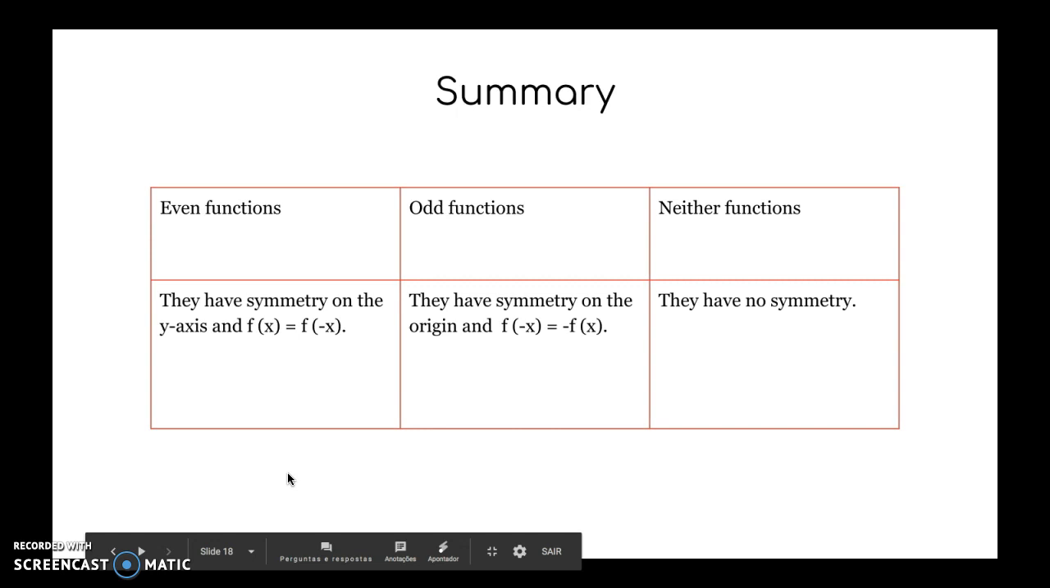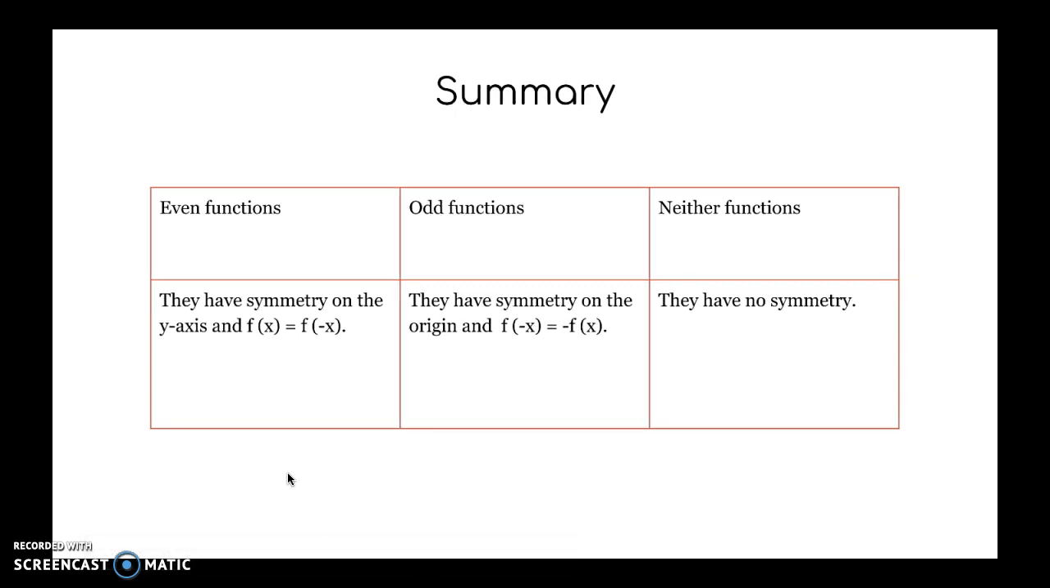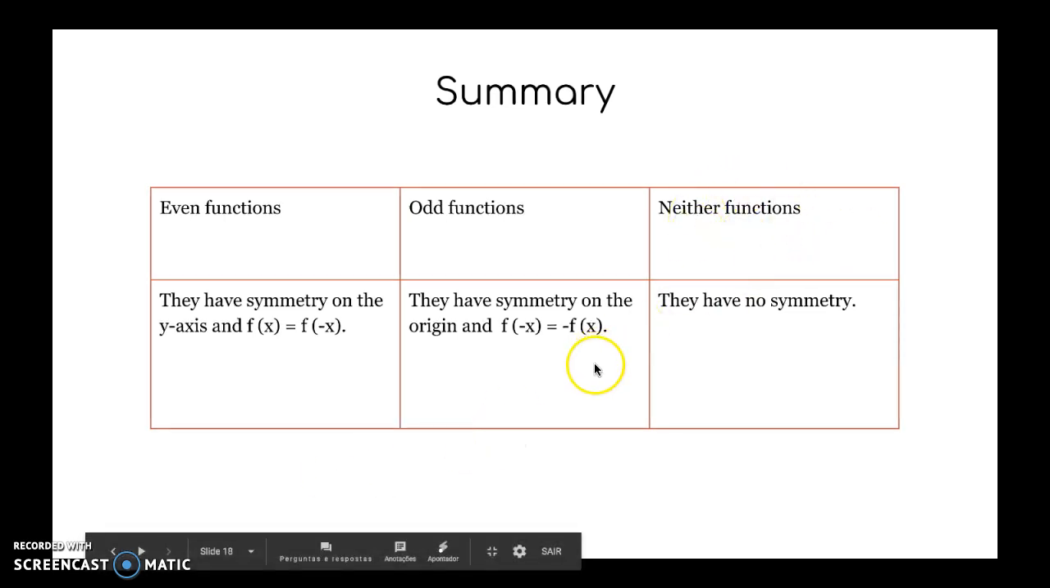So here I have a summary for you guys. Even functions have symmetry on the y-axis, and they must meet the requirement of f of x being the same as f of negative x. Odd functions have symmetry on the origin, and f of negative x must be equal to negative f of x. And neither functions have no symmetry, therefore they meet neither of those requirements.